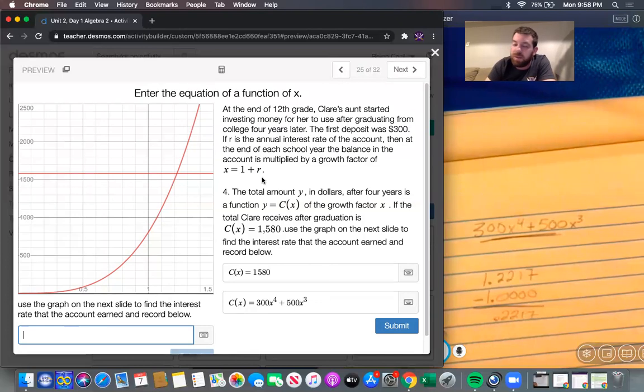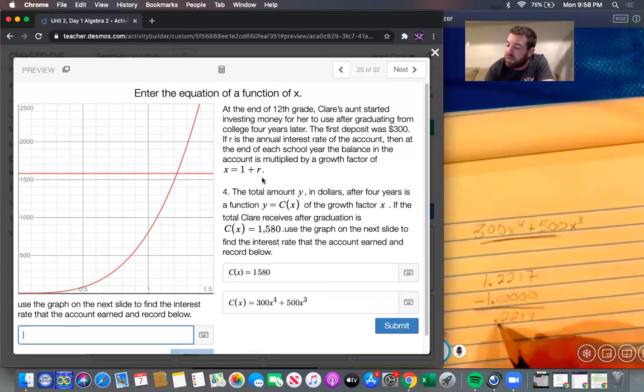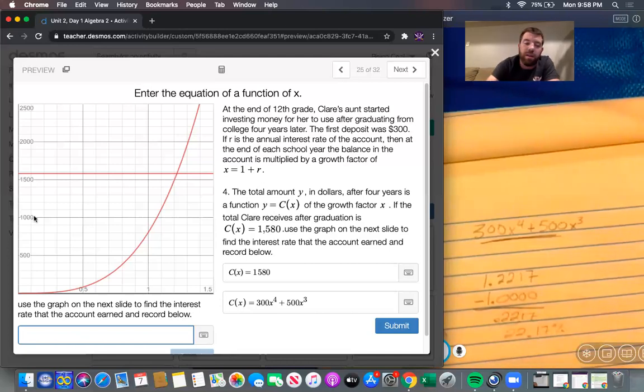So now I've got .2217. I've got to convert that into a percentage, so you move the decimal places, and that's 22.17%. Holy cow, I wish I had something that grew that great. Okay, so there you go.